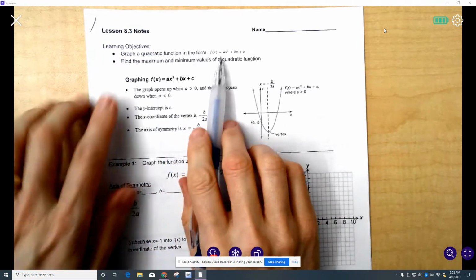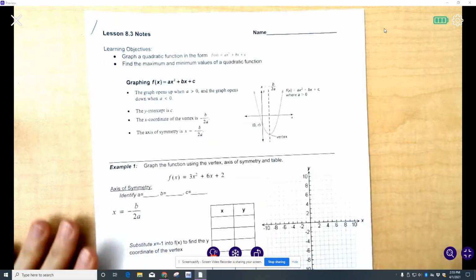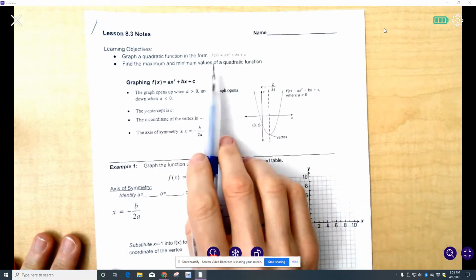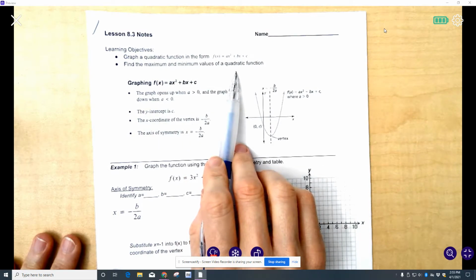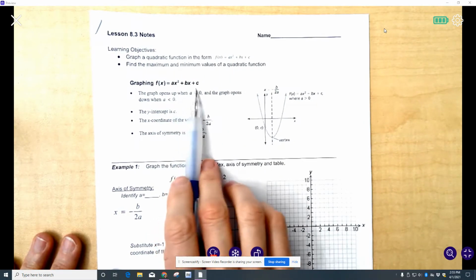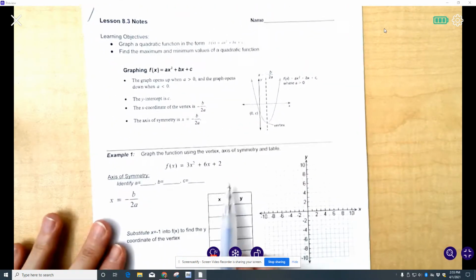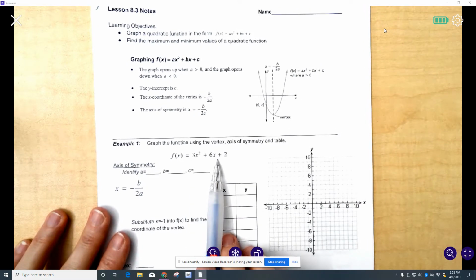The first thing, we're going to be graphing quadratics that are in this form, f of x equals ax squared plus bx plus c. And then we're also going to find the minimum and maximum values of our function. So there's some kind of cool things when we're in this form. An example, by the way, of this form would be your example right down here.